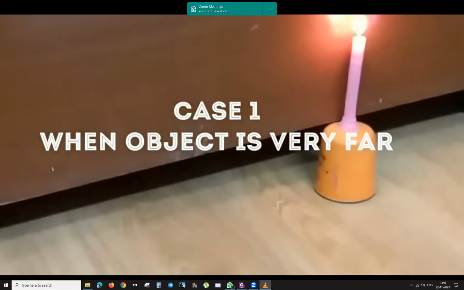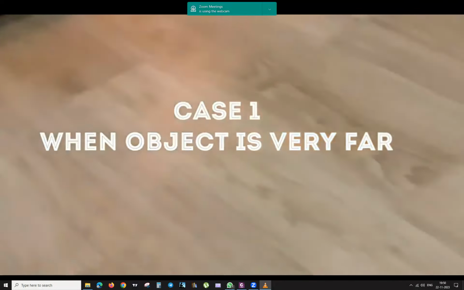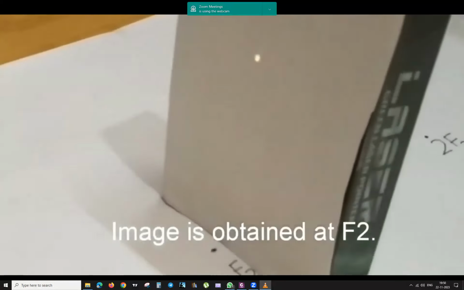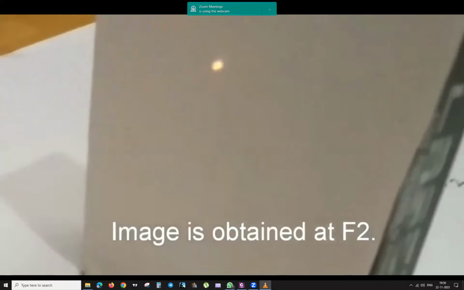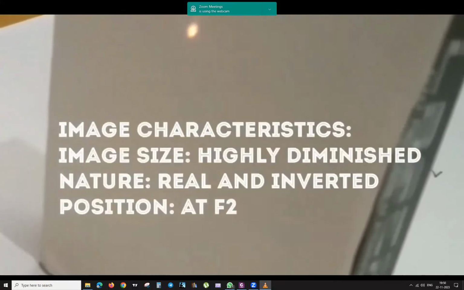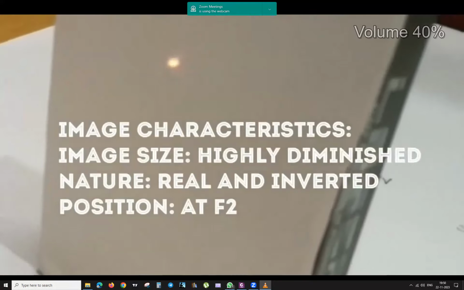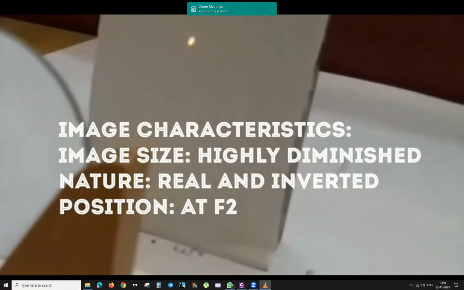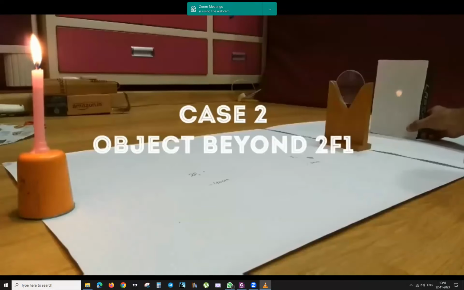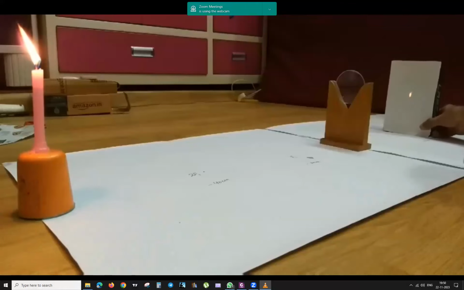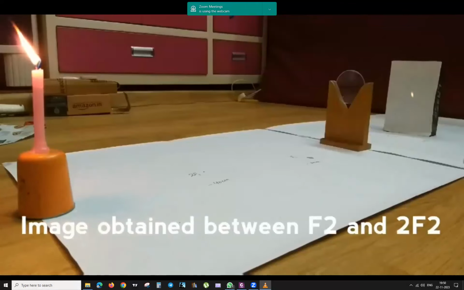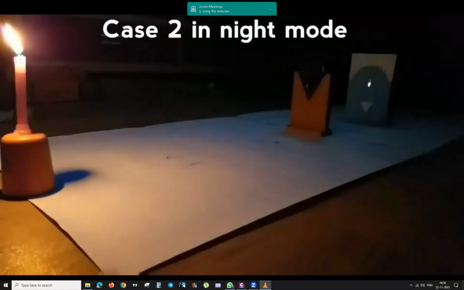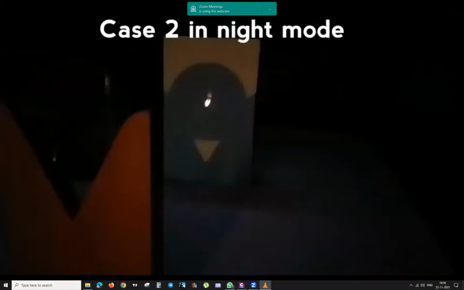Candle is your object. Case one, object is very far, like 2-3 meters. You can see the image, it forms at the focus on the other side, little dot, inverted. It forms at f2. You keep it beyond 2f1. So you have to move the screen a little behind, between f2 and 2f2. There you can see the image with more clarity. It is inverted, the flame is pointing downward.